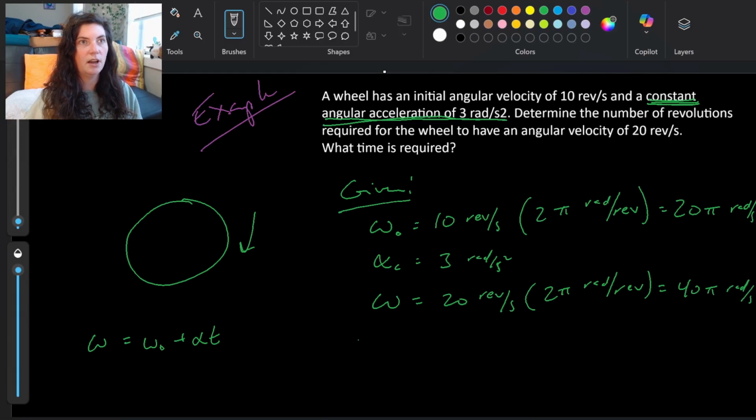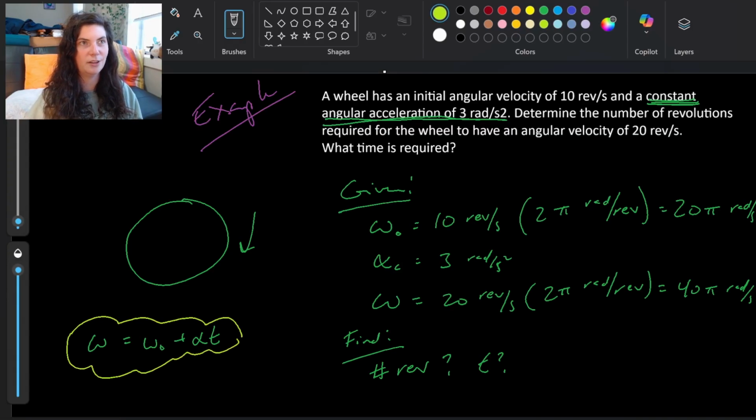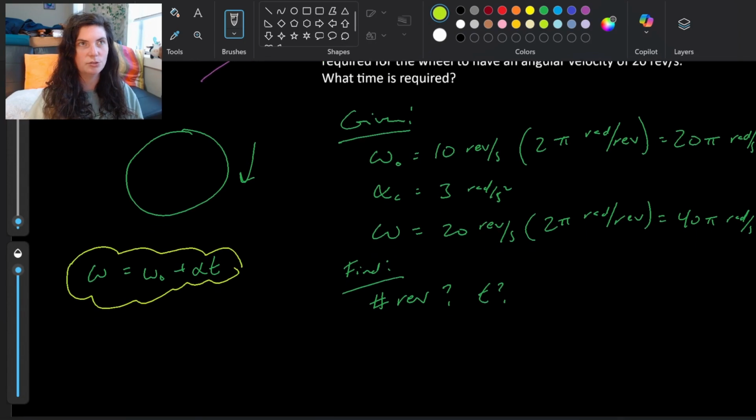We want to know what the number of revolutions is. So we're finding the number of revolutions for that angular velocity. And we also want to find the time. So two things we're looking for: time required and number of revolutions. Now, I'm going to start with the time required. It's probably a little bit more straightforward, and you may have noticed, I actually already wrote a really handy equation down for this one. So let's find that time required, and then we'll deal with the number of revolutions.